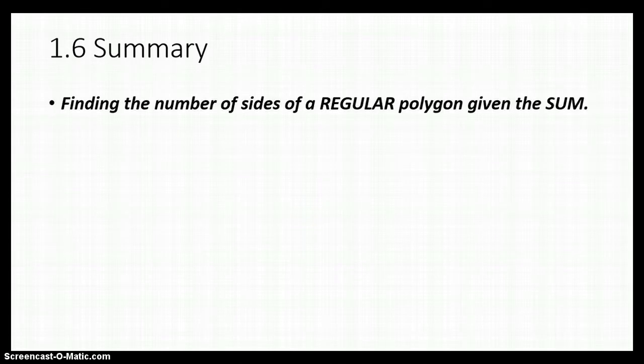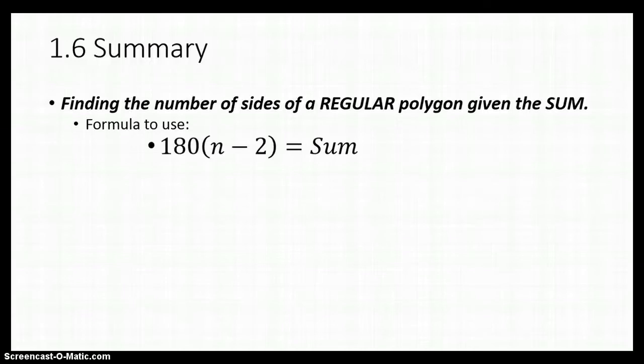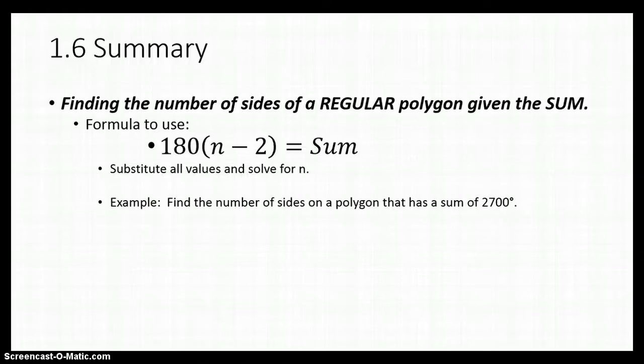Another example, finding the number of sides of a regular polygon given the sum. With this, we're going to work backwards with our formula. I know that my formula is 180 times n minus 2, and that gives me the sum. Well, if they give me the sum, then I can substitute my values in and solve for n.